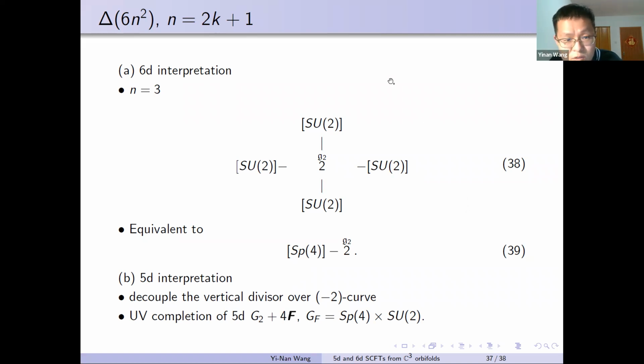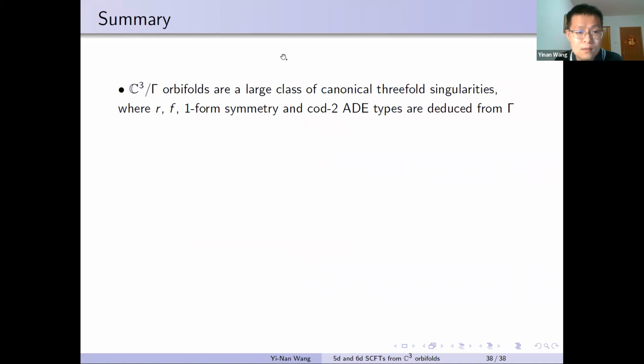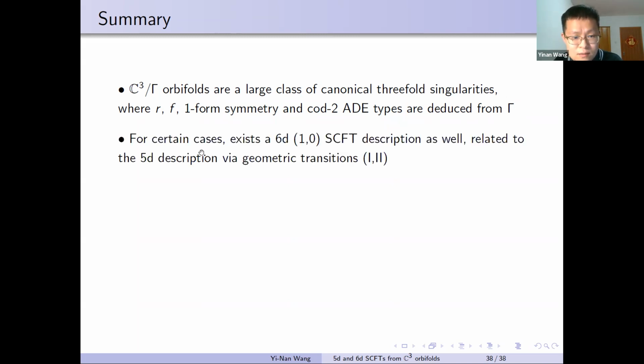So now let's briefly summarize this talk. In this work, we studied the C3 McKay orbifold, which forms a large class of canonical threefold singularities, and we can easily read off r, f, the higher form symmetry, and the condition to be ADE type from the Gamma itself. And for certain cases, there exists a 6D companion SCFT description as well, which is related to the 5D description via either type 1 or type 2 geometric transition.